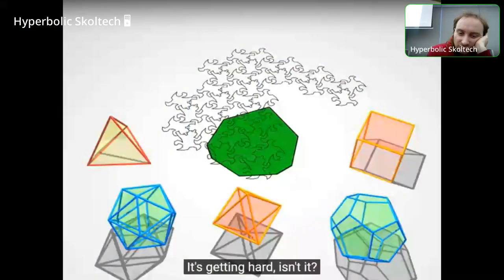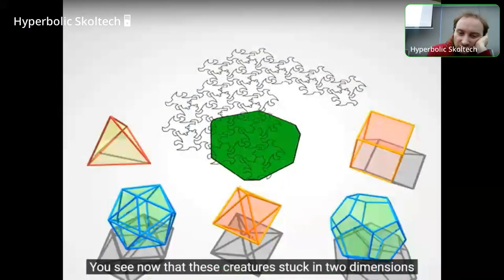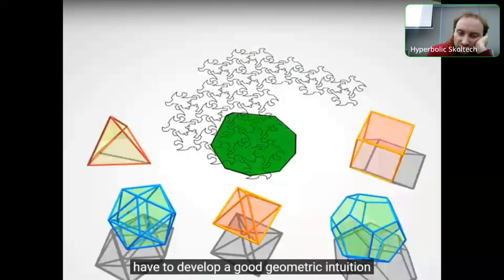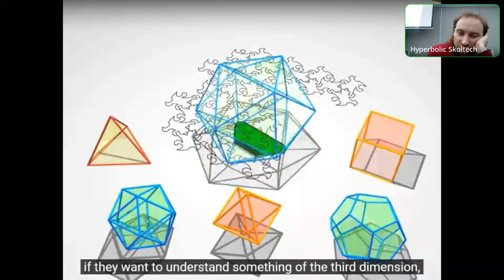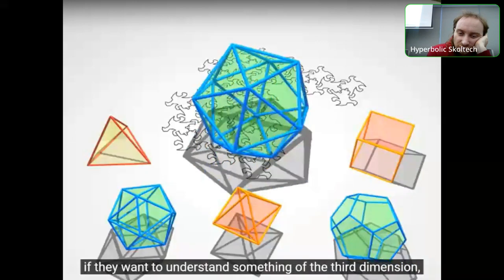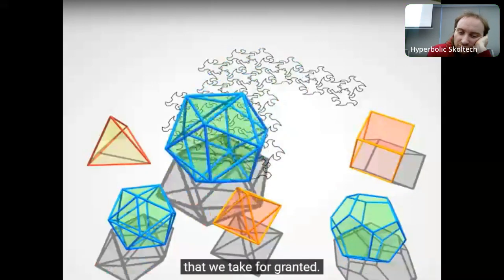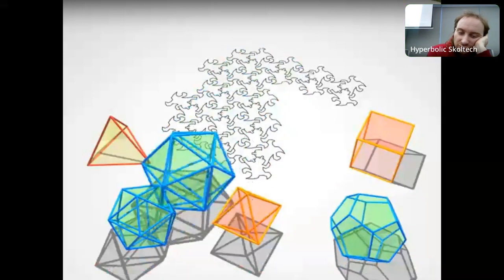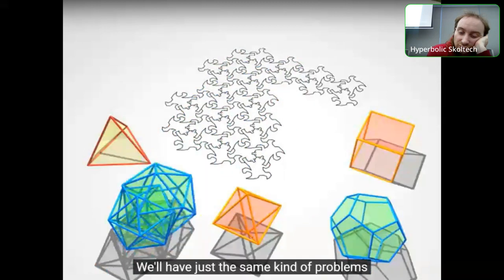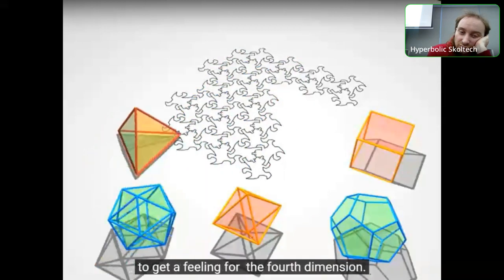You see now that these creatures stuck in 2 dimensions have to develop good geometric intuition if they want to understand something in the 3rd dimension that we take for granted. We have just the same kind of problems getting a feeling for the 4th dimension.